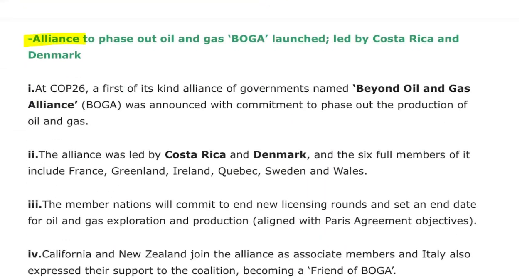Next, an alliance to phase out oil and gas, BOGA, launched, led by Costa Rica and Denmark. So Beyond Oil and Gas Alliance, this is your BOGA. It is a first of its kind alliance that was launched at COP26, and the alliance was led by Costa Rica and Denmark. Mark this too. BOGA, Beyond Oil and Gas Alliance. As the name suggests, they will be avoiding the use of these fossil fuels, oil and gas, that pollute the environment, and they will be shifting to another kind of energy that will not harm the environment.